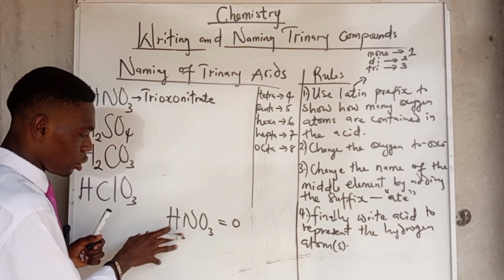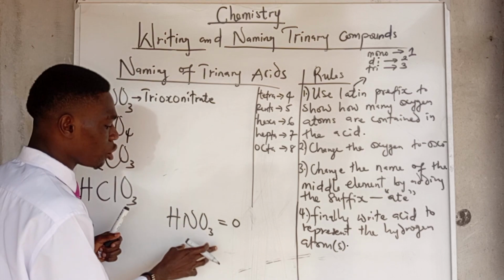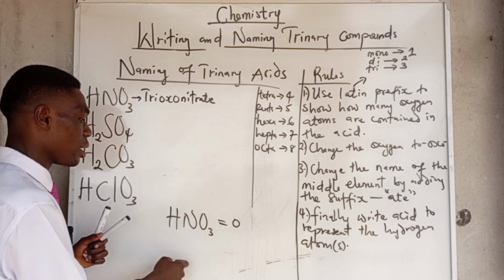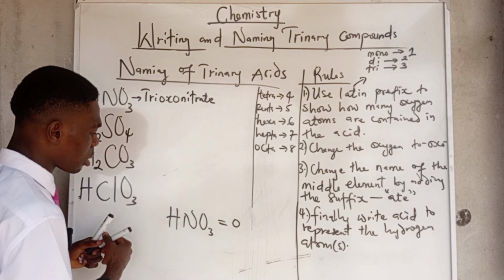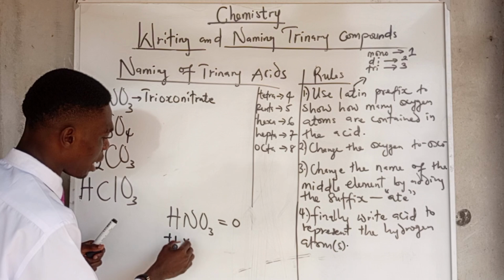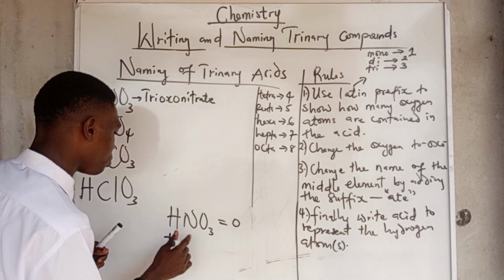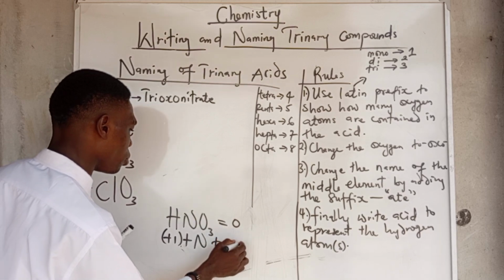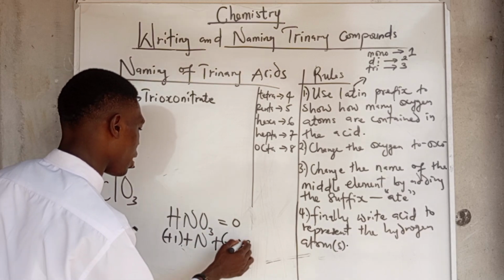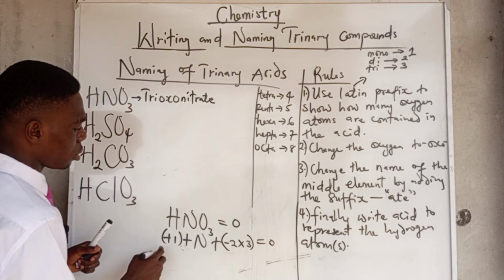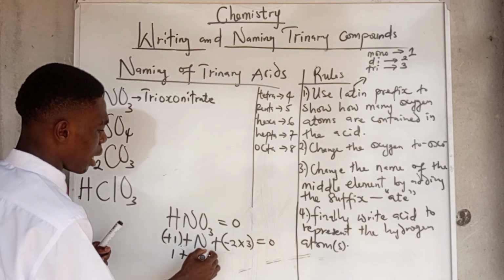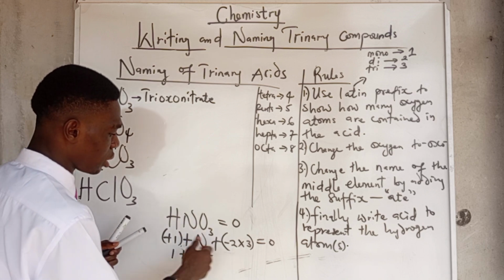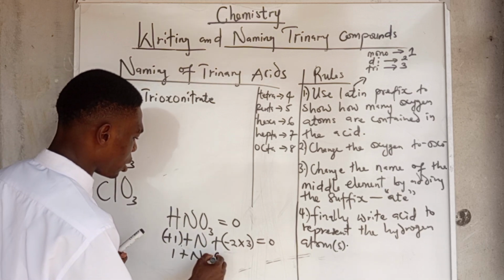Okay. Hydrogen's oxidation state is +1. That of oxygen is -2 always, except for hydrogen in metallic hydrides and for oxygen in hydrogen peroxide. So this is going to be +1 plus nitrogen, n, plus oxygen, which is -2, times 3 because it's thrice, equal to 0. So this gives us 1 plus n, and -2 times 3 is -6, so minus 6 equal to 0.